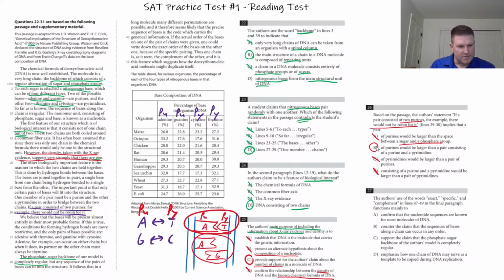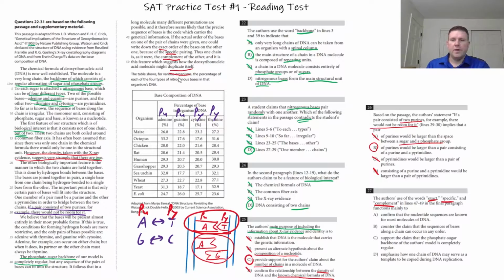And then looking at 27, the author's use of the words exact, specific, and complement in lines 47 to 49. Let's go ahead and find those. So 47, exact, specific, and complement. If we start at the beginning here so we can actually see what they're saying: if the actual order of the bases on one of the pair of chains were given, one could write down the exact order of the bases on the other one because of the specific pairing. Thus, one chain is, as it were, the complement of the other, and it is this feature which suggests how the deoxyribonucleic acid molecule might duplicate itself.